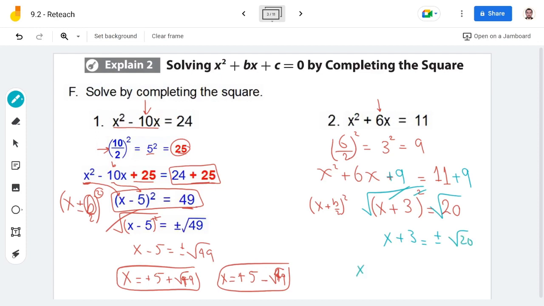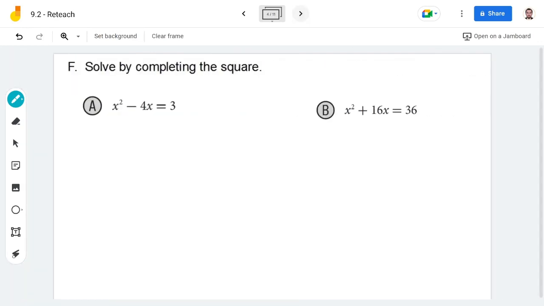You can do it now. X equal negative 3 plus square root of 20, or x equal negative 3 minus square root of 20. So this is the first answer. This is the second one. Now, here are some questions. You can try to solve them, but I will solve one of them and you can complete the other.